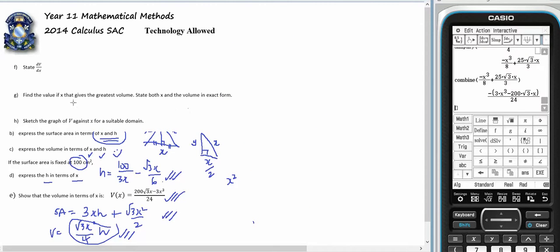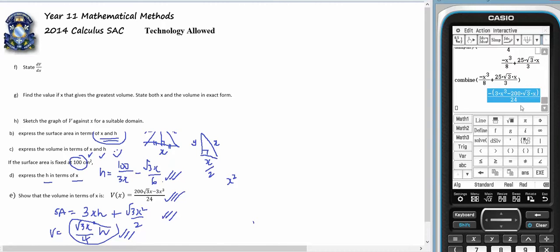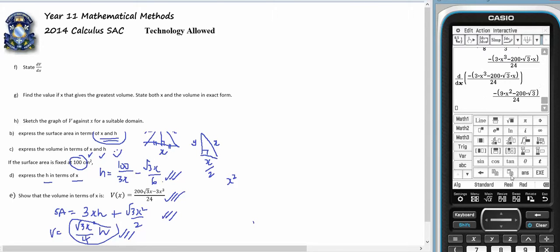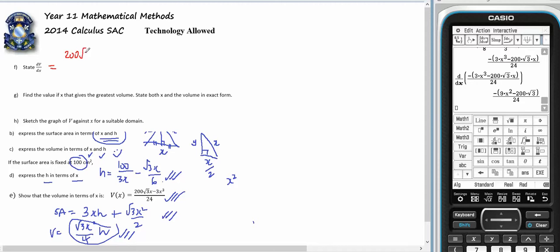Okay, the rest of the question. State dV/dx. This is V in relation to x, and I select it, math, derivative with respect to x. There's my answer, so that's going to equal the negative 200 root 3 minus 9x squared all on 24.